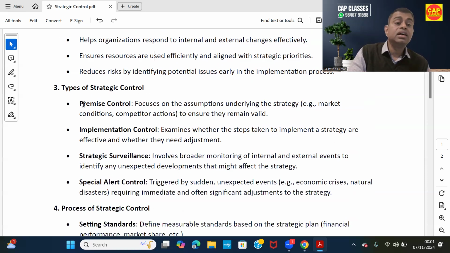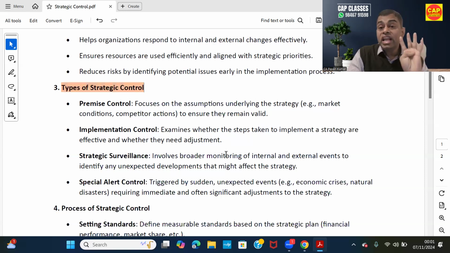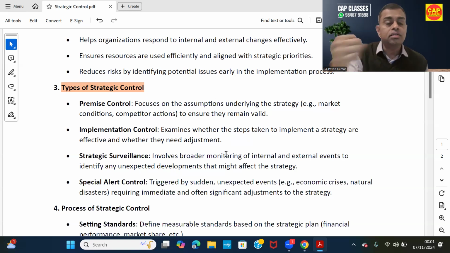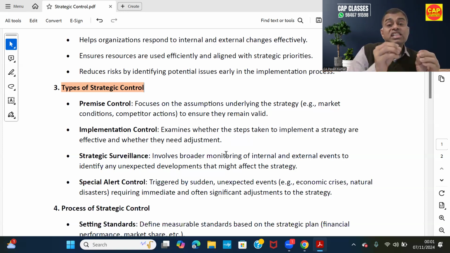And then in the third part, types of strategic control, they have given 4 very important controls. One is premise control. What is the meaning of premise? Premise means assumption. First one is premise control. Second one is implementation control. Third one is surveillance, strategic surveillance we call. And fourth one is special alert control. These 4 are very important, and ICAI might test any of this in the examination for CA intermediate students.